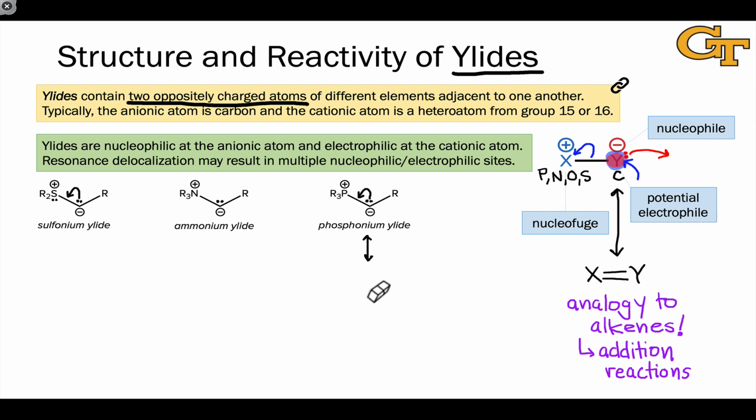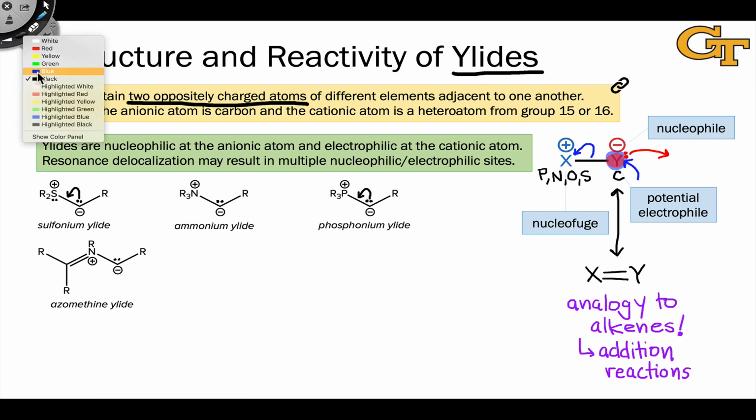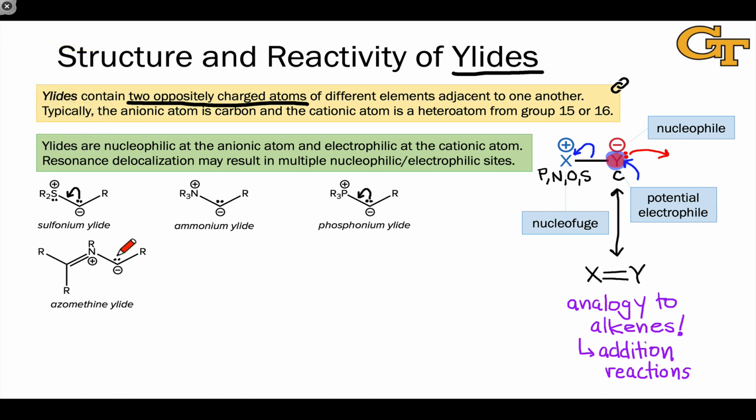is saturated. That is, it involves only single bonds, but it can also be involved in double or even triple bonds. So for example, in the azomethine ylide, it's analogous to the ammonium ylide, except instead of having single bonds to the cationic nitrogen atom, we have a double bond. In this ylide, one thing to notice is that there are multiple nucleophilic positions, since we can delocalize this lone pair on this carbon to the carbon on the left through electron flow like this.